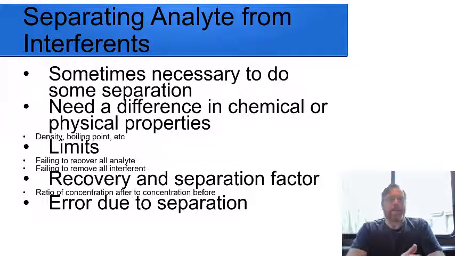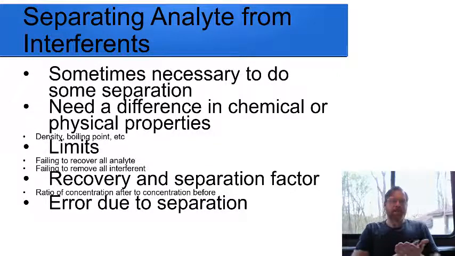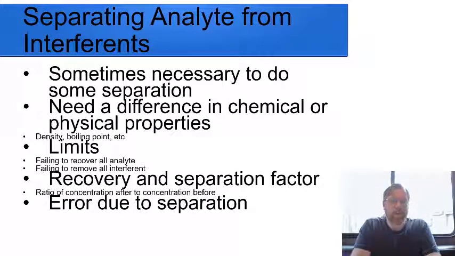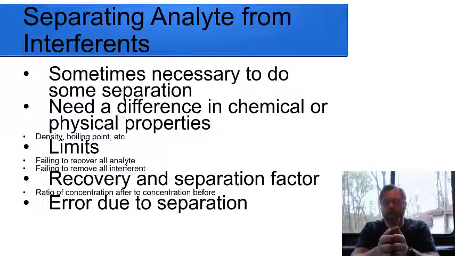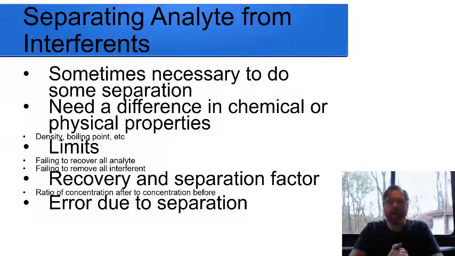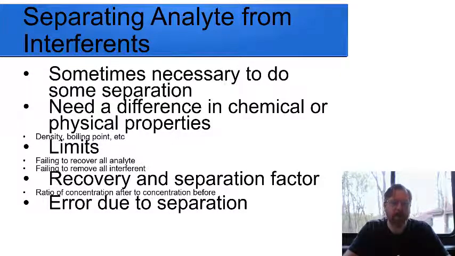All right, so let's move on to separating an analyte from the interference. Sometimes you can't account for or correct for the interference in the test, and you have to do something to separate the analyte and the interference. You need some sort of difference in chemical or physical properties to do this. A density difference you can use with a centrifuge. The heavier stuff goes one way, the lighter stuff goes another. They separate blood this way all the time. A difference in boiling point lets you separate things by distillation, etc.